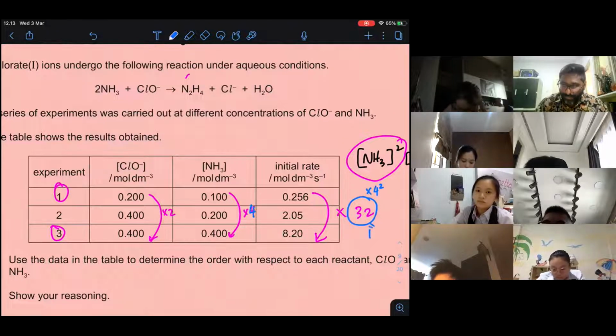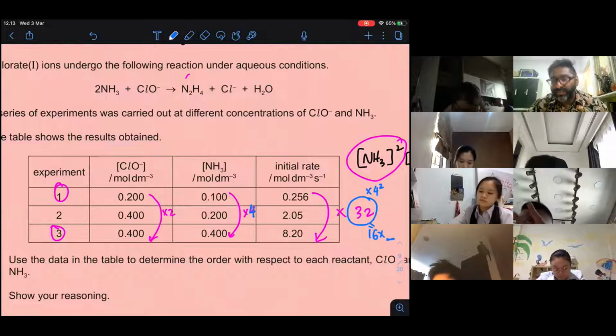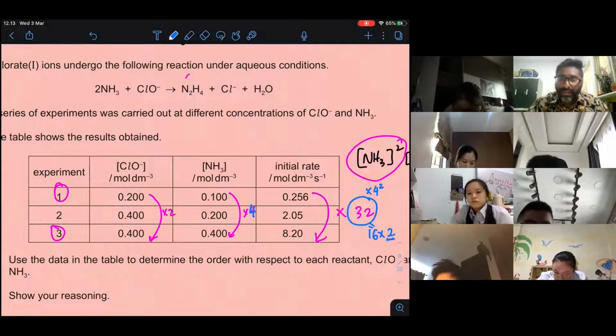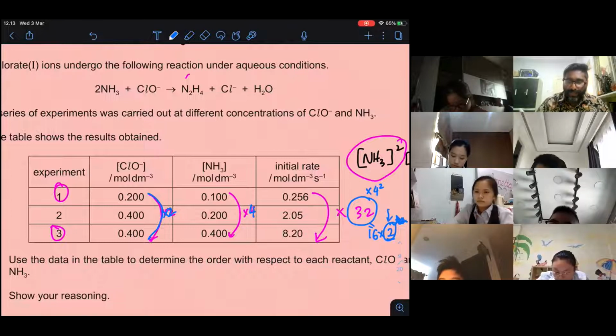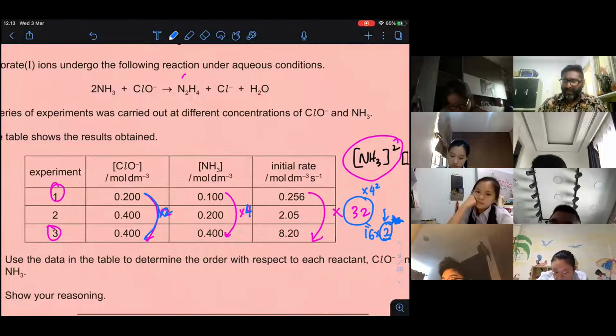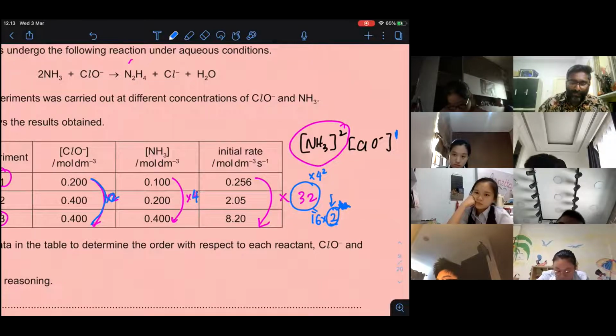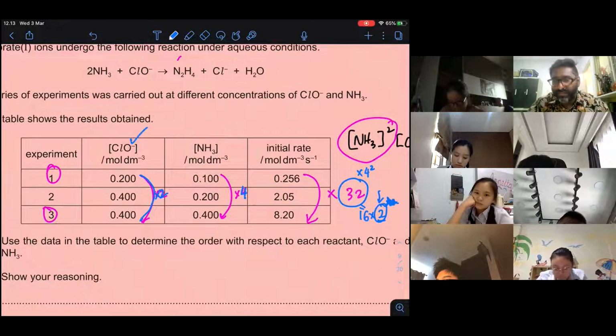So 32 is going to be 16 times what to give you 32? 16 times 2, you will get 32. And that 2 is coming from where? That 2 is coming from here. When you times by 2, then it's going to be times by 2. So it means that if times 2, basically this one is going to be first order with respect to ClO minus.